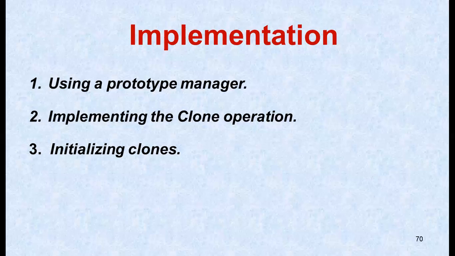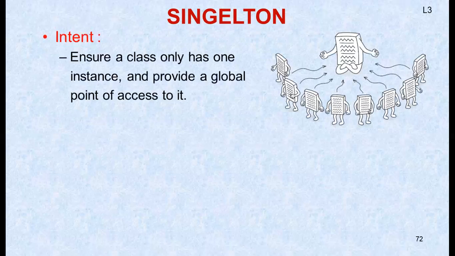Here the copies may have to be deleted before we initialize them, either explicitly or by initializing it. Now, coming to the singleton, the intent of the singleton is to ensure a class has only one instance and provides a global point of access to it. So singleton is a creational design pattern that lets us ensure that a class has only one instance while providing a global access point to the instance.